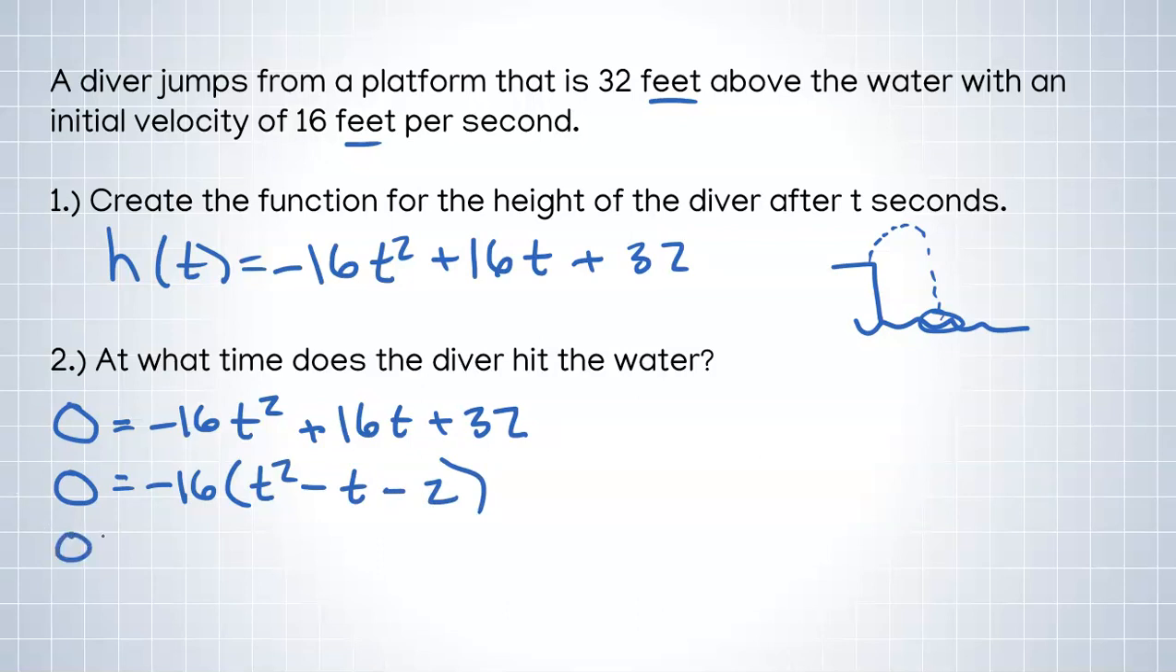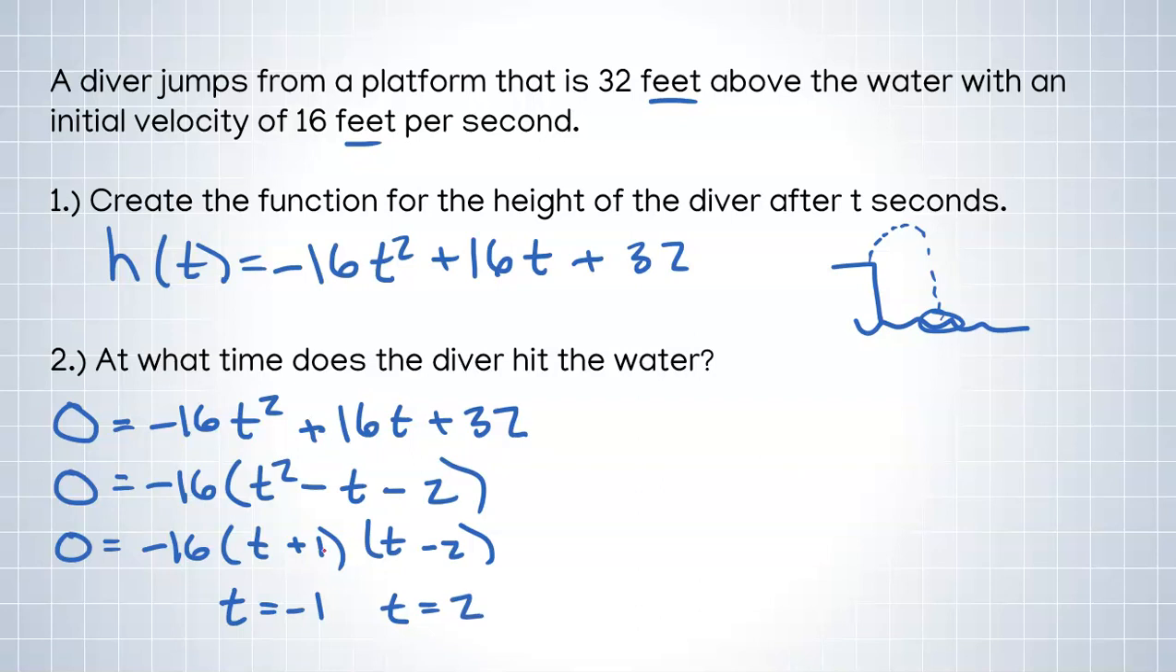And then I can continue to factor that trinomial. That's going to be t plus 1 and t minus 2. Check my math, but that should be a pretty good factoring job, which means that there are two results for t, either -1 or +2.